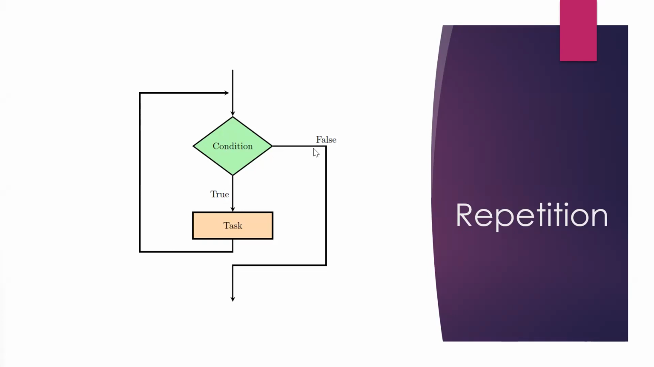Whenever the condition becomes false, or yes or no. So here also I want to change it to yes or no. So put this as yes, and this as no. Right, okay. So if it is no, you come out. So this is called repetition.